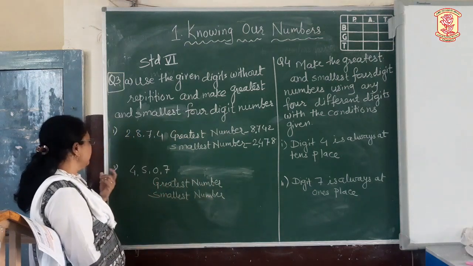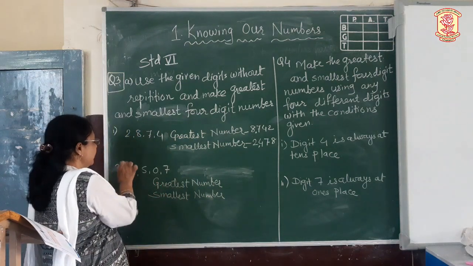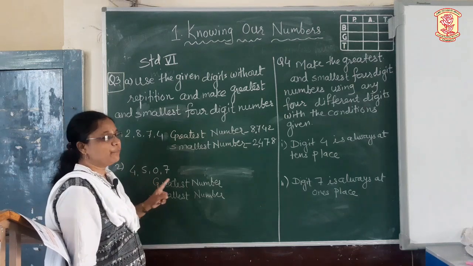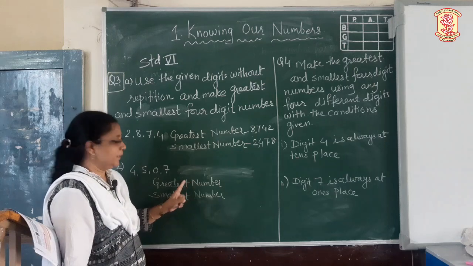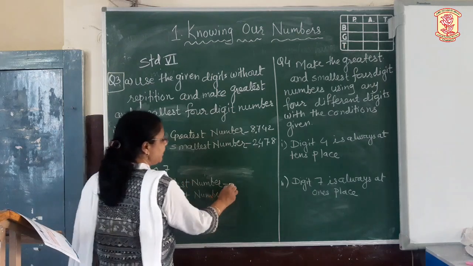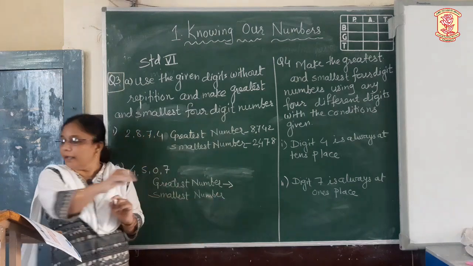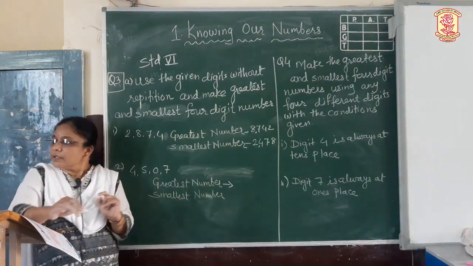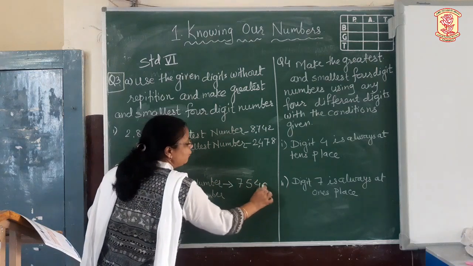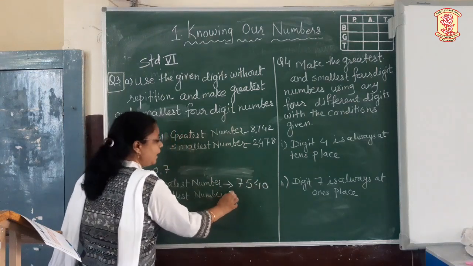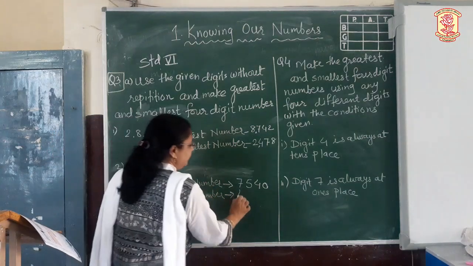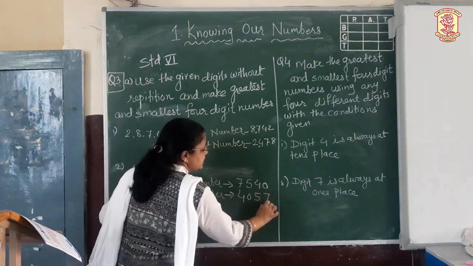Question number 2 over here. Digits given are 4, 5, 0 and 7. To form the greatest number, we have to arrange them in descending order. So our greatest number is 7540 and the smallest number will be 4057.